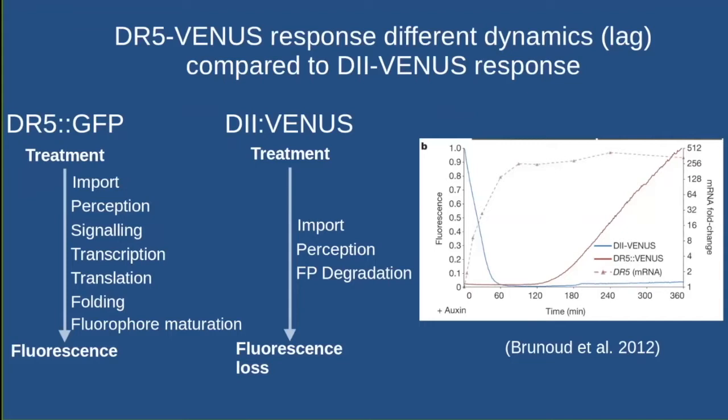And the benefit of this, because it's a bit closer to the site of perception, means that you can really watch changes in fluorescence within minutes, as opposed to the transcriptional fluorescent reporters, such as DR5, which can take between 3 and 6 hours for you to see your response when you add the hormone. And this allows people to look at fast hormone accumulations, for example.